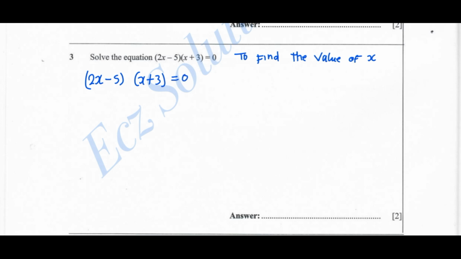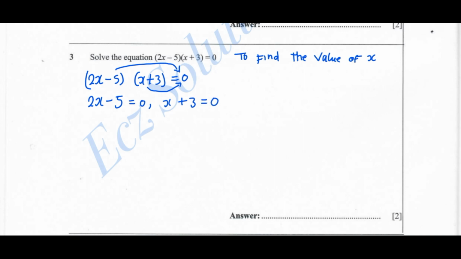We need to check if our equation has been factorized for us, and we can see that it is factorized. So what are we going to do? We are going to equate each bracket to 0. This 2x minus 5 must be equated to 0. x plus 3 must also be equated to 0. Then we can solve for x. So 2x minus 5 is equal to 0. x plus 3 is also equal to 0.